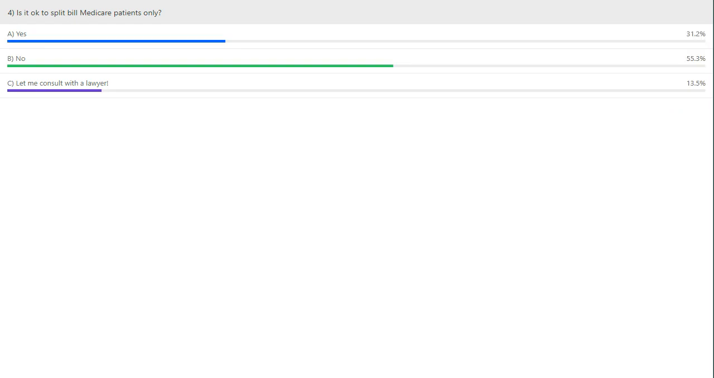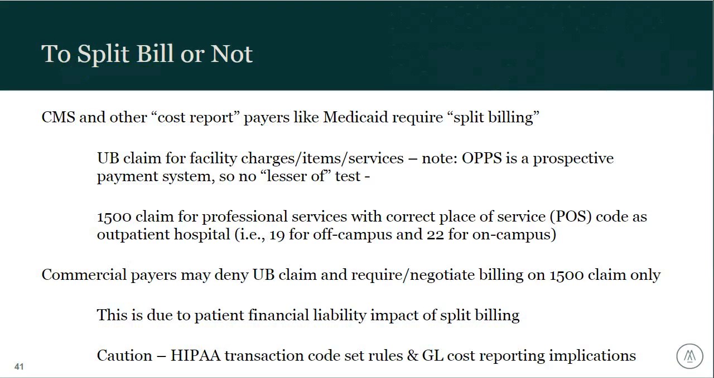Well, interesting. They came up with an interesting split here. The answer is it is okay to only bill Medicare patients with a split bill. That was a piece of the original revisions to the provider-based rules back in 2000 because they recognized that some commercial payers can't process a split bill. They require a global bill. So that's an interesting split there. Paul?